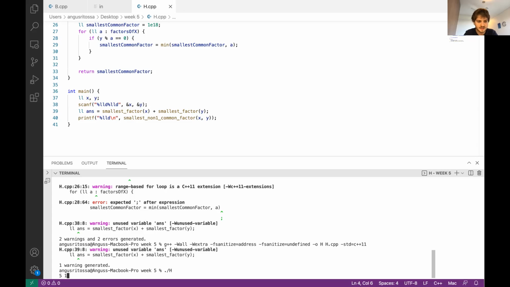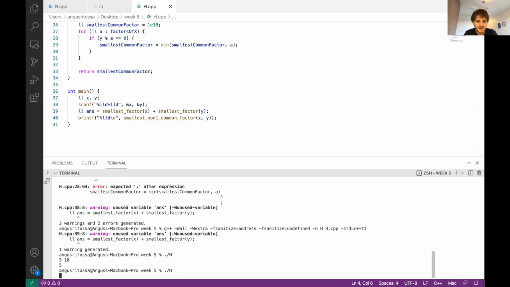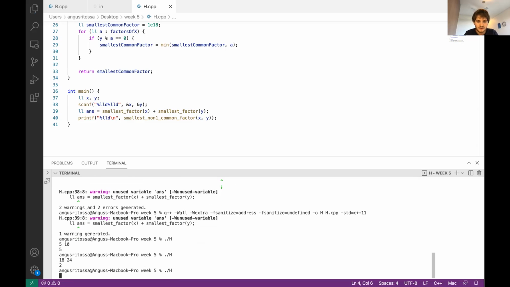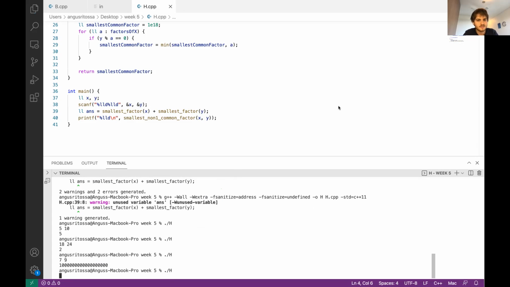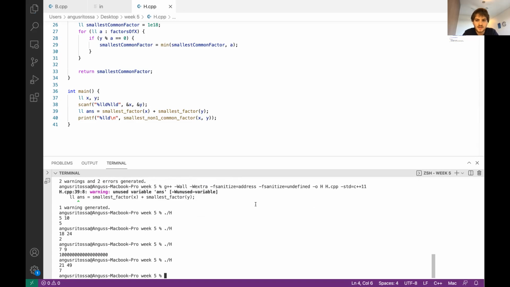So yeah, like 5 and 10, the smallest common factor is 5. With 18 and 24, we get 2. If we get 7 and 9, then there are no common factors, so it returns this infinity. And with 21 and 49, 7 is the smallest common factor.